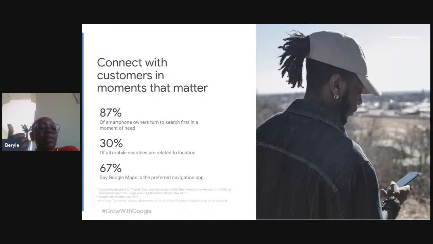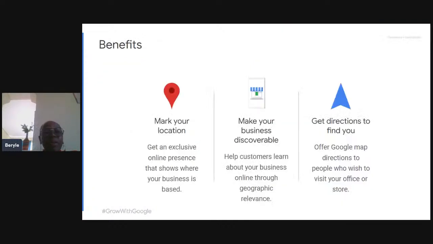Okay. And then 67% of people say Google Maps is the preferred navigation app. Even if you're driving yourself or if you're in an Uber and you just place your direction, they get to maneuver their way around with Google Maps. All right. So it's the most preferred navigation map.